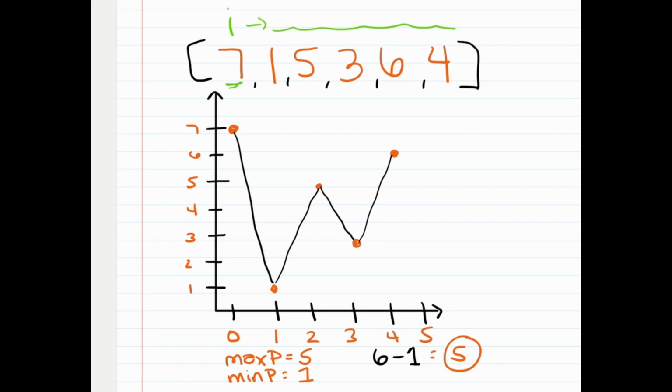And so we can now complete this by looking here, because we don't know yet. We haven't gone through the whole array. This could be a 7 right here, an 8. We could have a much larger profit. We don't know that yet.